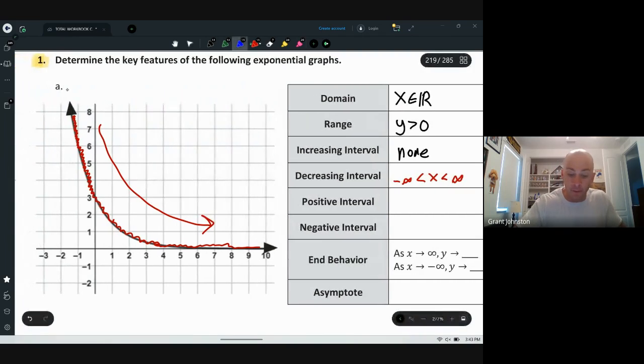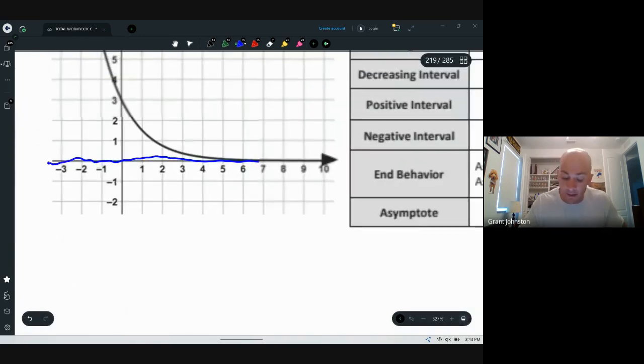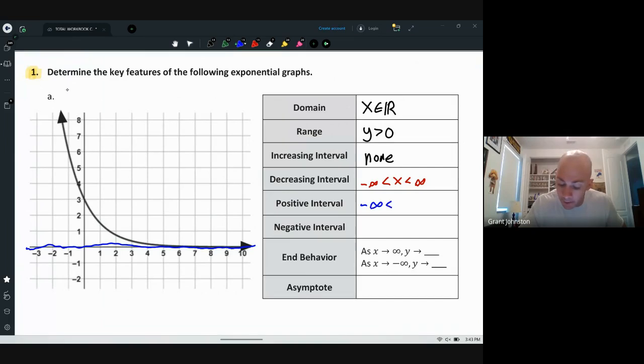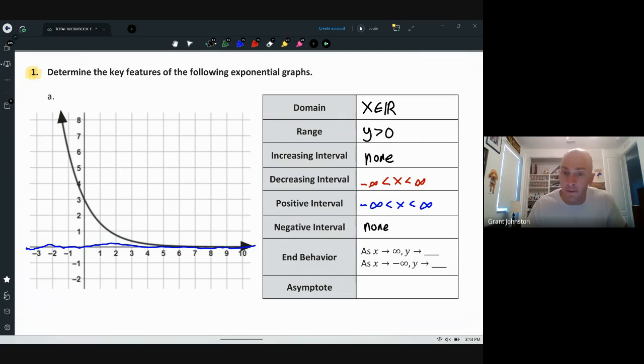Speaking of that, positive interval, remember it's positive when it's above the x-axis, and it's always above the x-axis. So that is the entire time as well. So from negative infinity to positive infinity. It's always positive. It's always above the x-axis. And it's never negative. It's never below the x-axis. So for the negative interval, there is none.